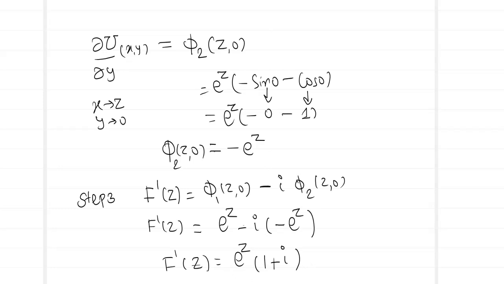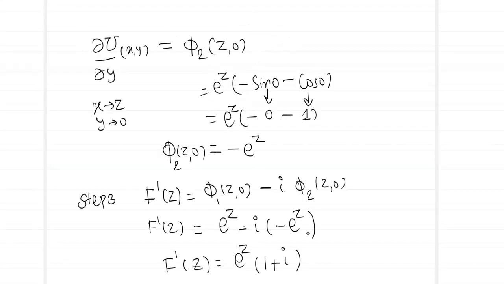So now I move on to my step 4. What is going to be my step 4? My step 4 is obtaining my capital F of z. How to obtain the capital F of z? It is integration of capital F dash of z with respect to dz.